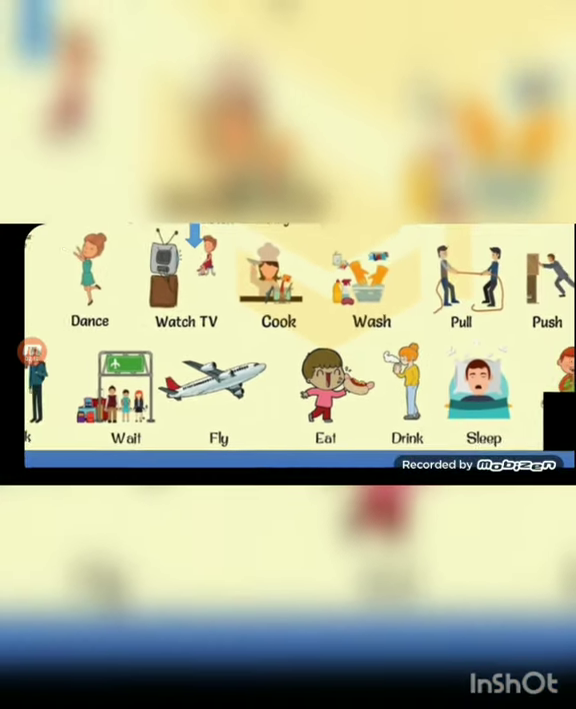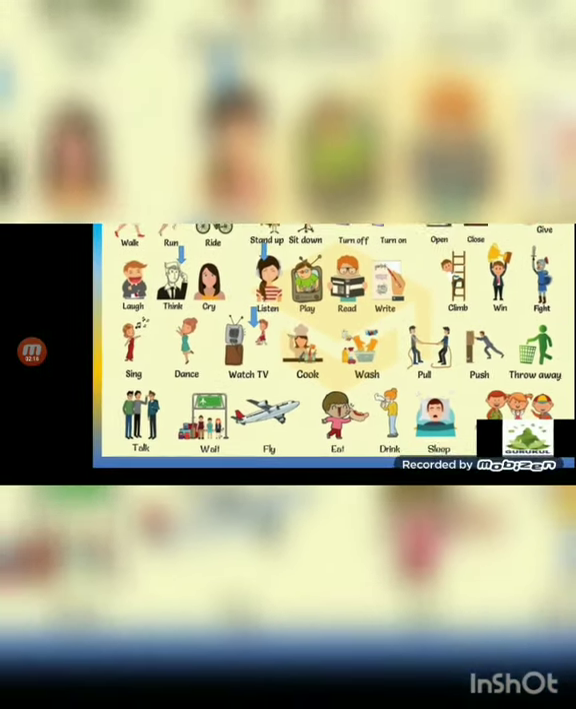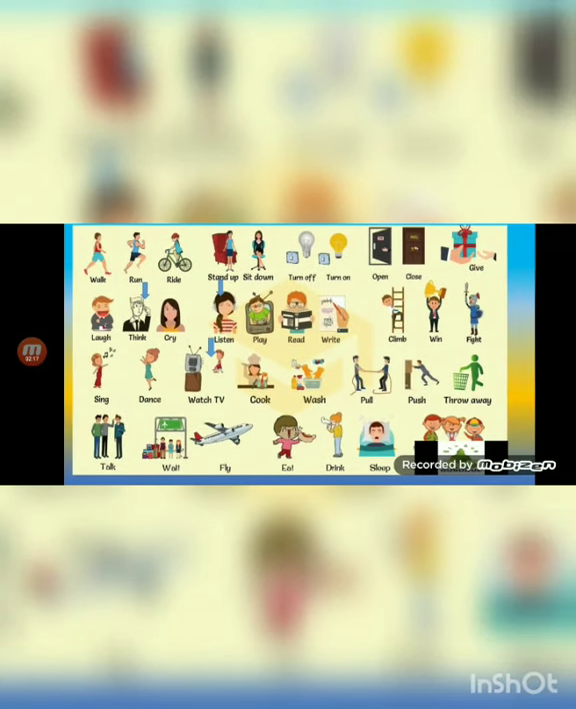So children, these are some of the base forms of the verbs. These are the actions which we regularly or frequently do in our daily life. So I want you to make some sentences and think about many more such actions which we do in our daily life. So children, now these verbs are categorized or divided into different types.